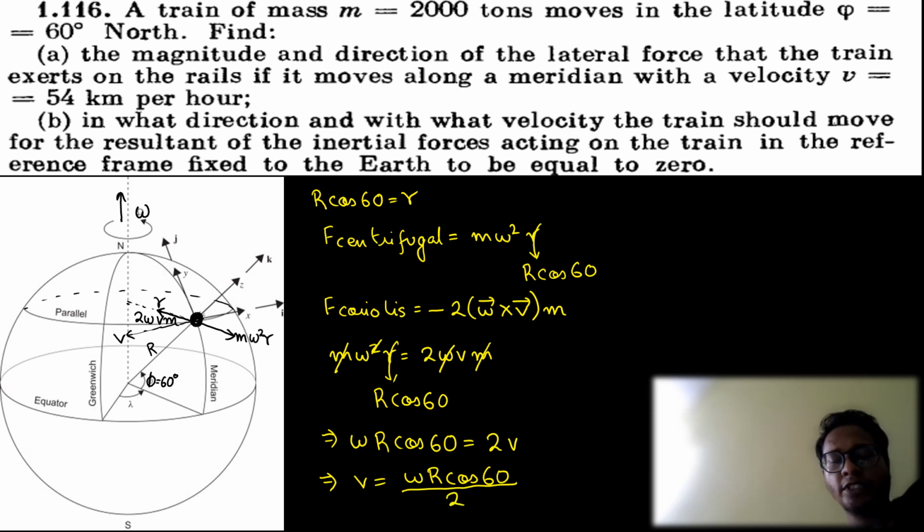What is the value of cos 60? The value of cos 60 is nothing but 1 by 2. So omega R by 4. So the velocity of the train should be directly opposite to the x-axis with velocity omega into the radius of earth divided by 4.